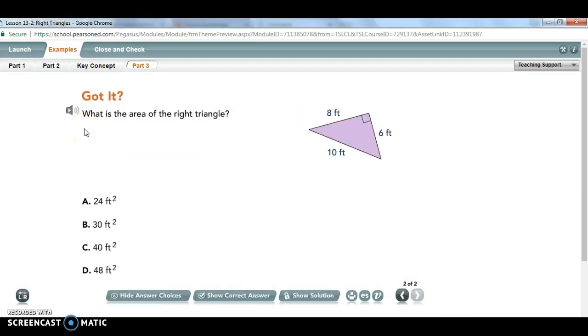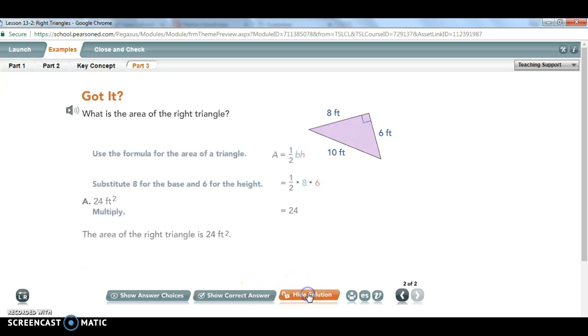And here's the last got it problem. What is the area of the right triangle? The area is 24 feet squared, and this is how they got that answer.